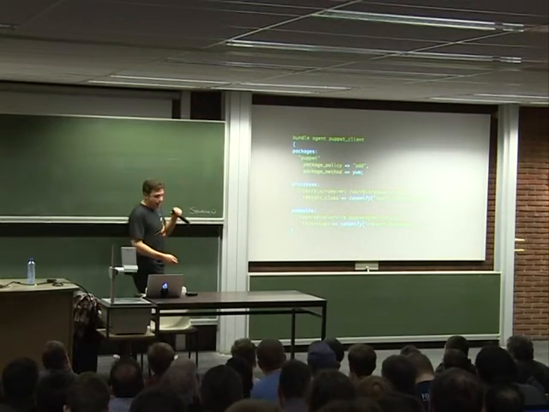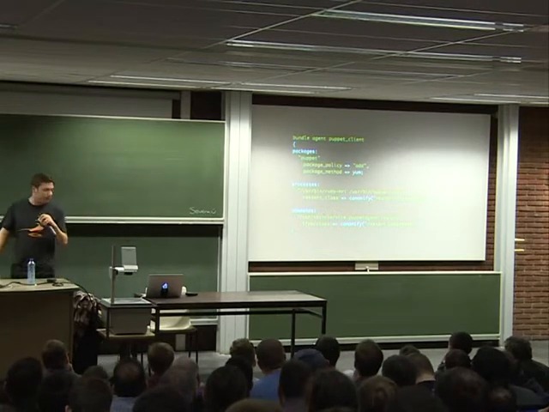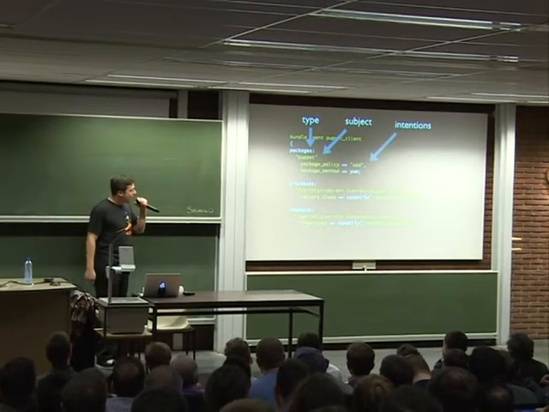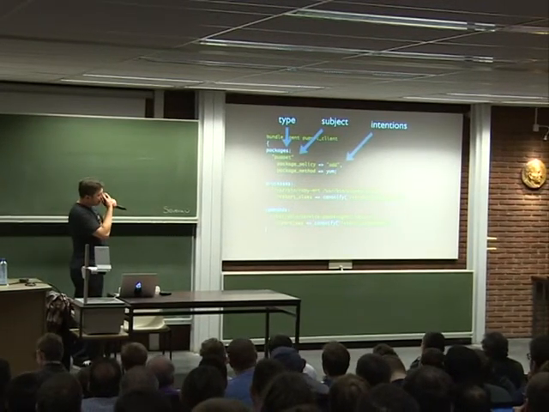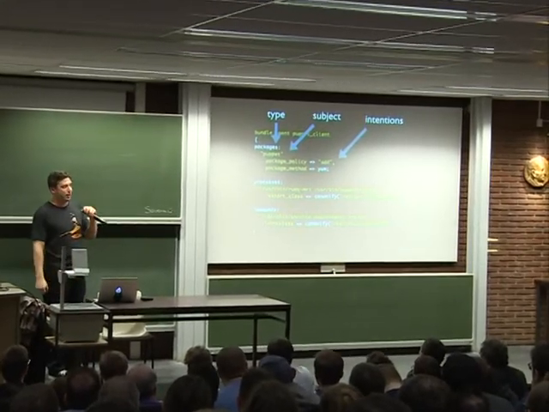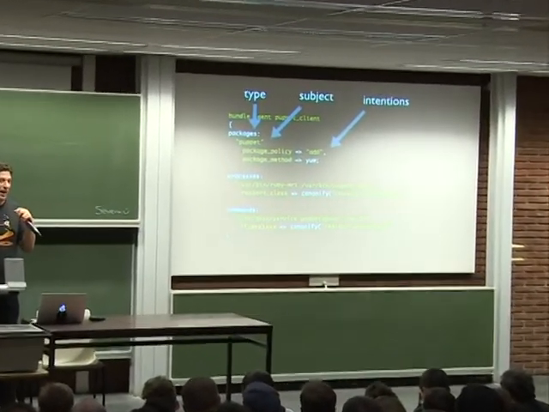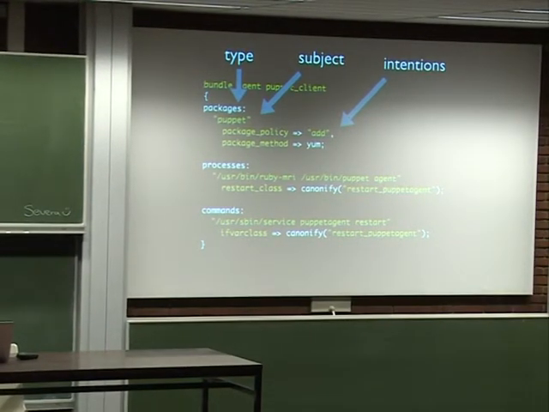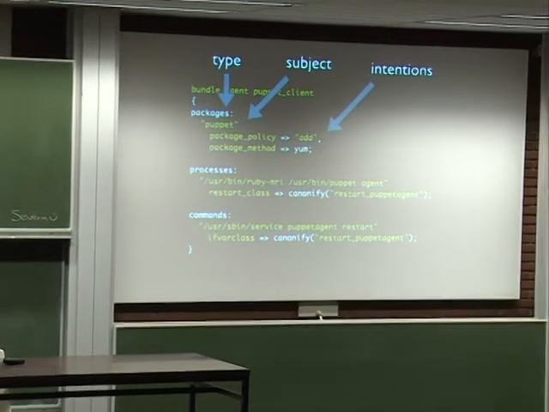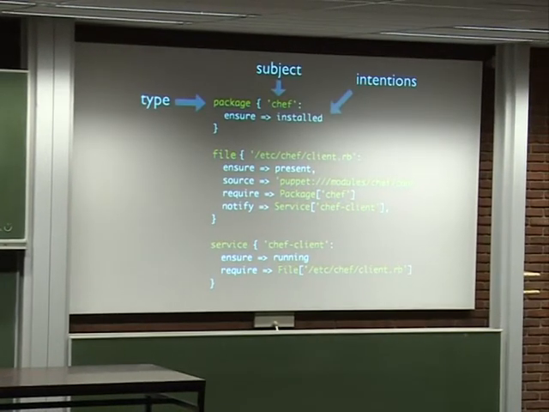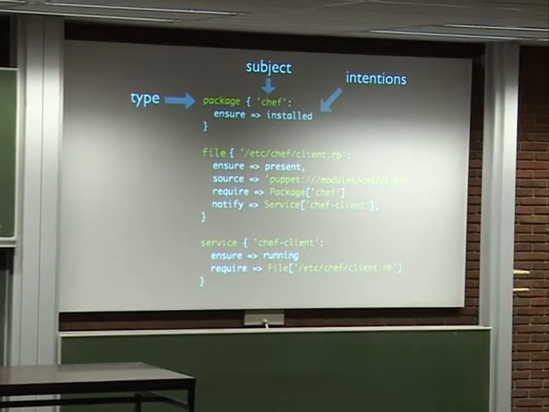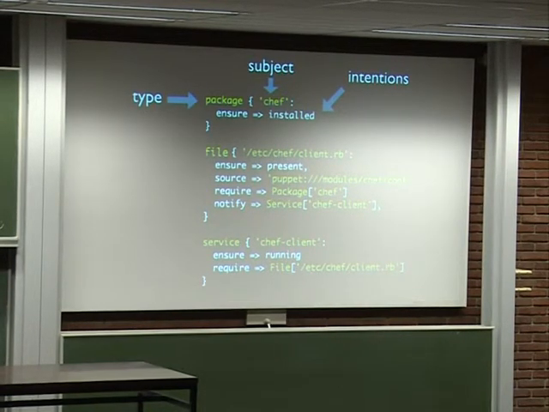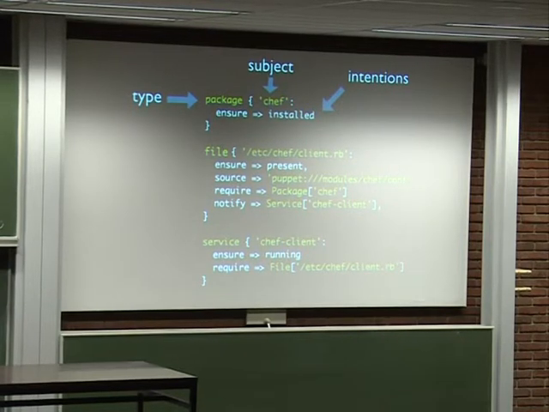So here we go. A little CFEngine policy here. I'm going to install Puppet with CFEngine. We can look at it and see that indeed we have a type, subject, and then a number of intentions that this package type, this autonomous agent that knows how to repair packages, can intend to do. Puppet: again, type, subject, intentions. So we have a package type that knows how to ensure that packages are installed or disabled.